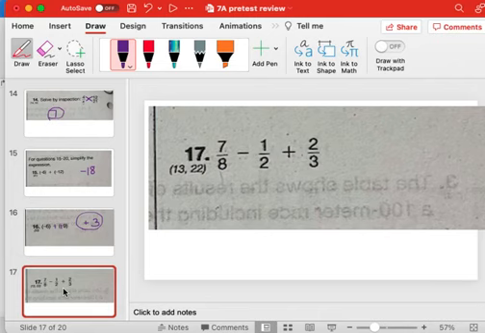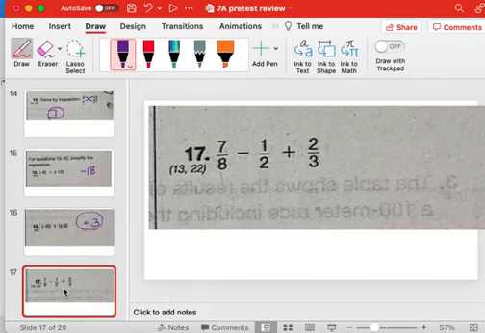Okay, a little bit of order of operations with different denominators. Fun times. Okay, first of all, is there anything that's going to keep us from going left to right? Subtraction and addition are at the same level, aren't they? Okay, so we're going to have to get a common denominator between all of these.